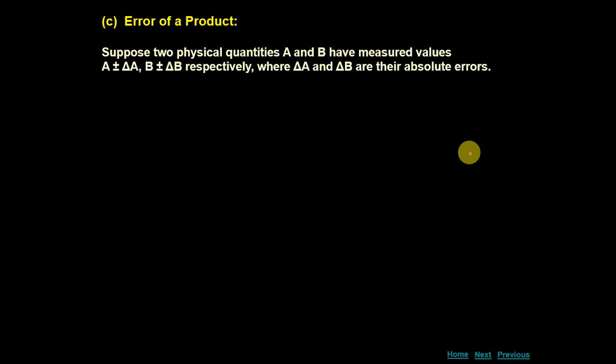Now errors of the products. If you are taking the product of two numbers, suppose the two physical quantities A and B have the measured values A plus minus delta A, B plus minus delta B respectively, where delta A and delta B are the absolute errors. Now we are going to take the product of the two numbers. Z is A cross B.